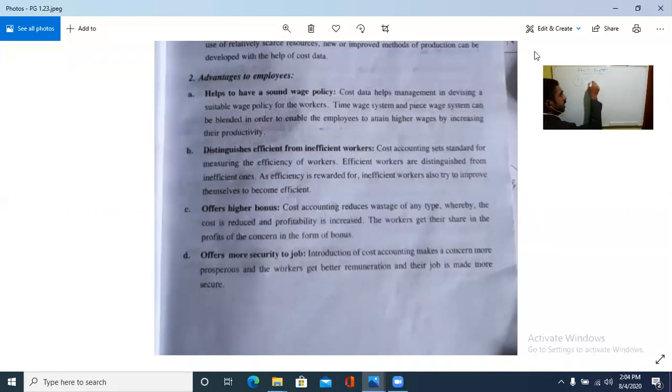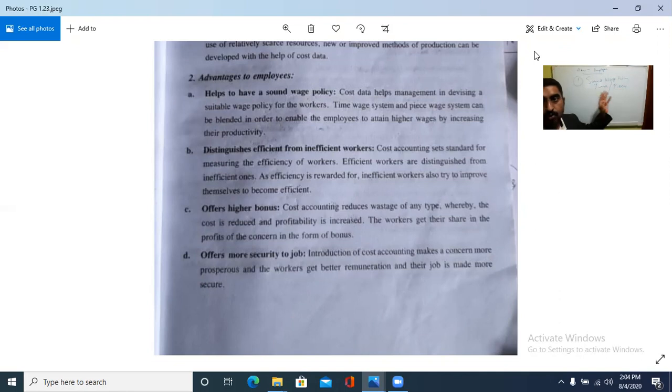So, helps to have a sound wage policy. What is that? A perfect policy regarding wages. So, cost data helps the management in devising a suitable wage policy for the workers. Time wage system and piece wage system can be blended. So, two things are there, based on the time and based on the work. That is, one is time wage system, one is piece wage system.